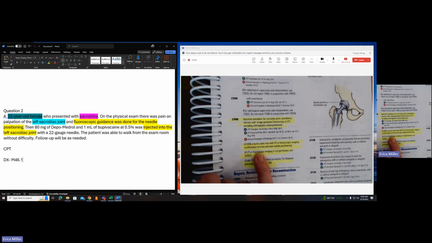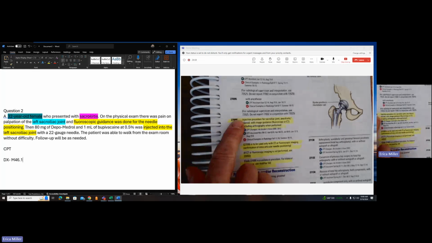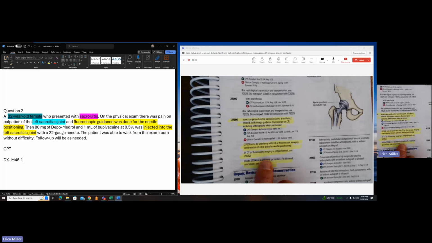It says, hey, if there was no fluoroscopy imaging performed, then don't use this code. You've got to go over and use 20552. And then it also gives you the details. It says, by the way, this is a unilateral procedure, one side. For bilateral, use modifier 50. So the fact that it told us that this was a left joint came into play, because that means it's on one side, unilateral. Fantastic. So that's what I needed to know.